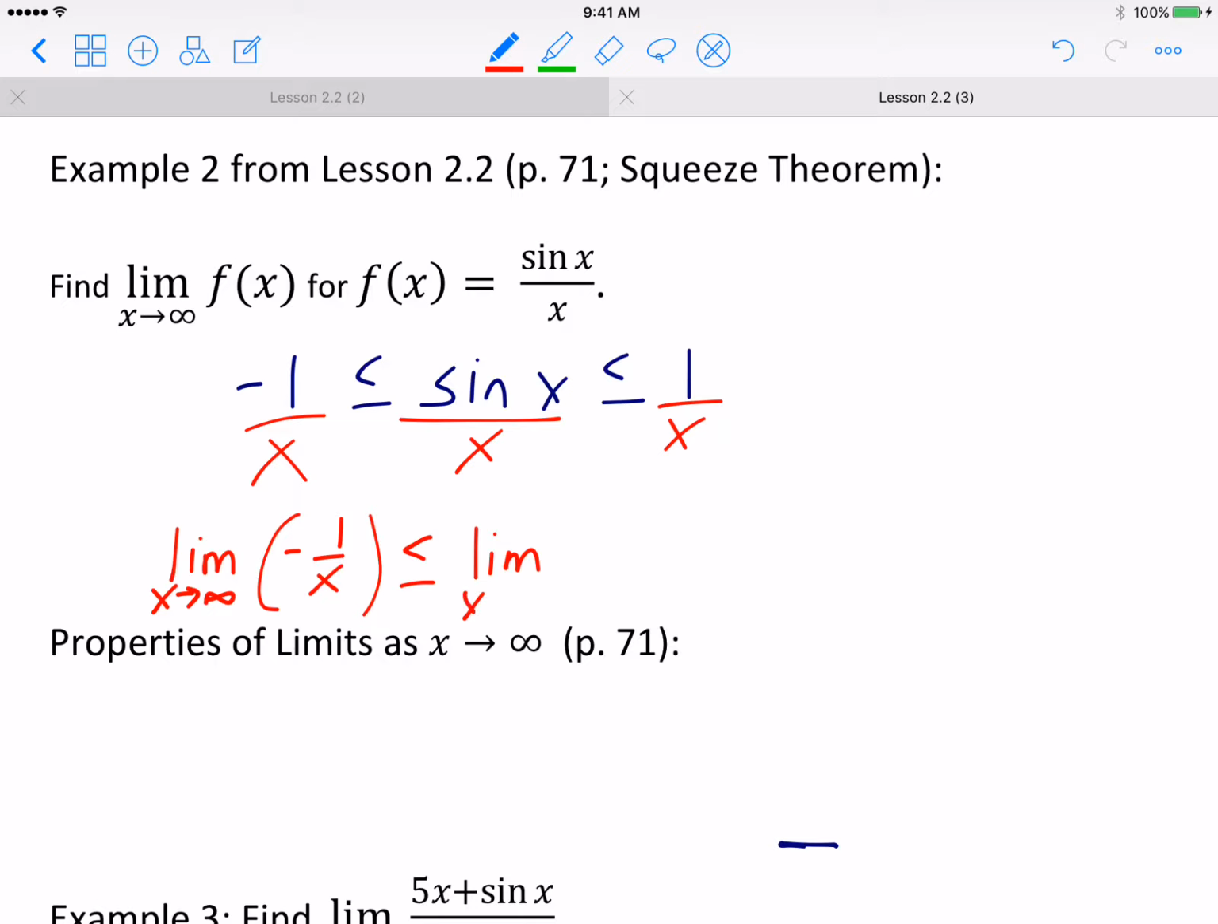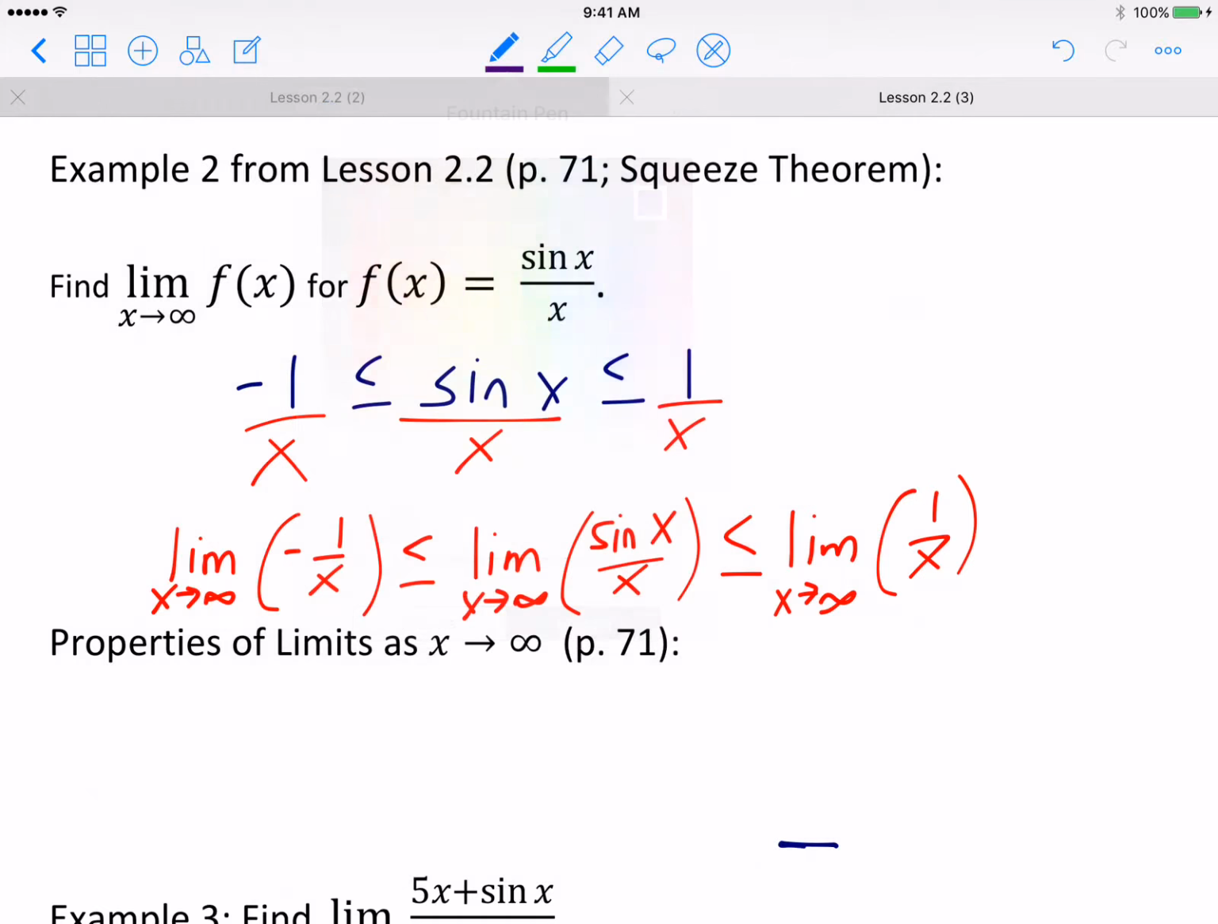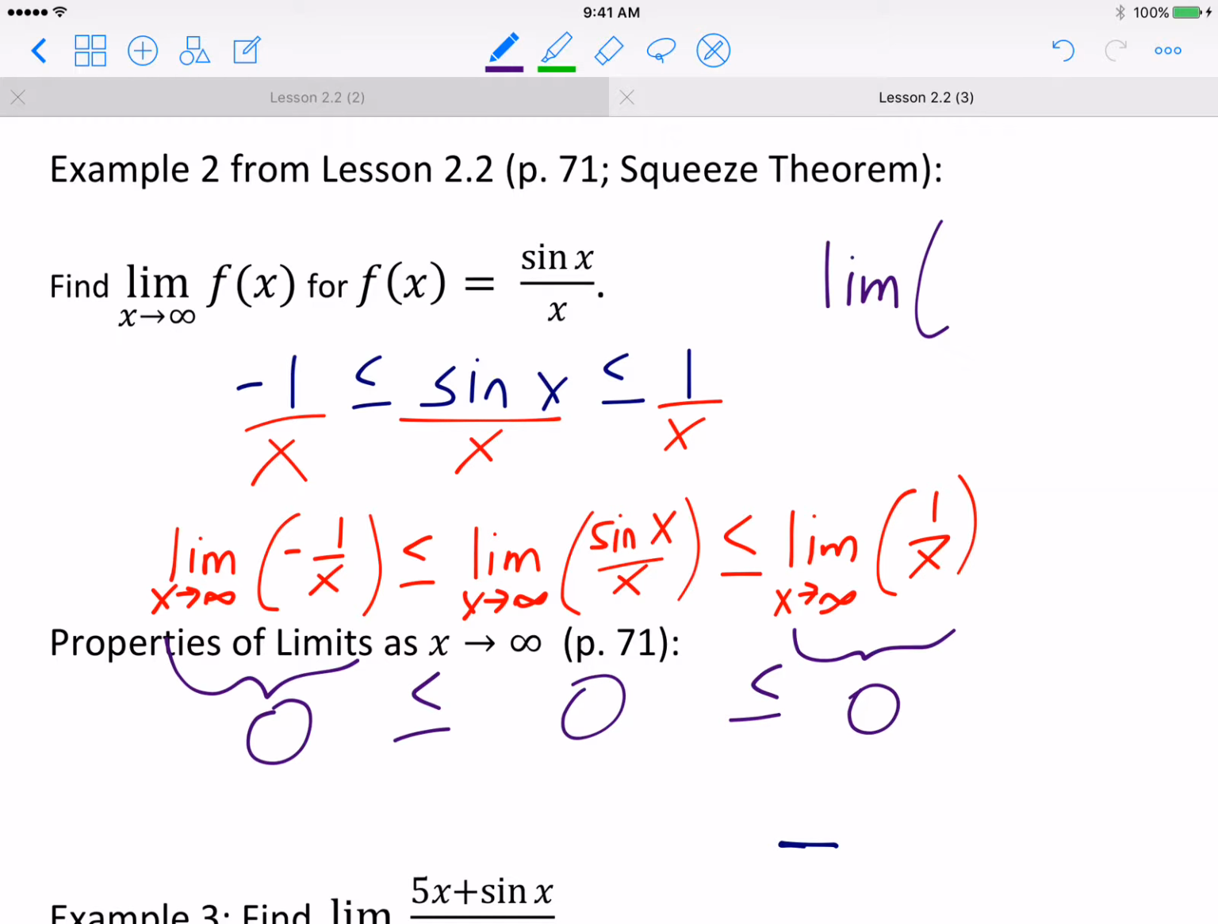So this should be, in theory, less than the limit of sine of x over x, which should, in theory, be less than the limit of 1 over x as x is approaching infinity. And then we already saw from earlier that the limit of 1 over x as x is approaching infinity is 0. And the likewise is true for the limit of -1 over x as x approaches positive infinity. So by using the squeeze theorem once again, you see that the limit of sine of x over x as x approaches positive infinity must be 0.